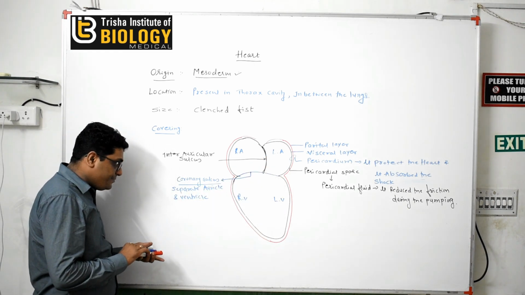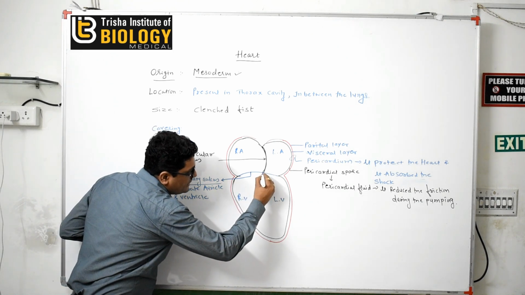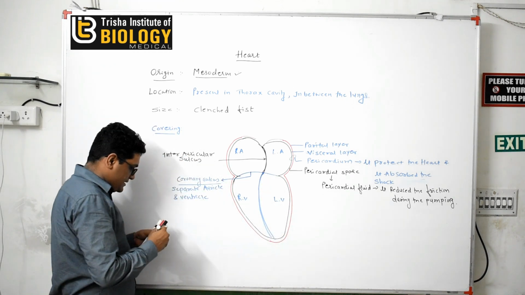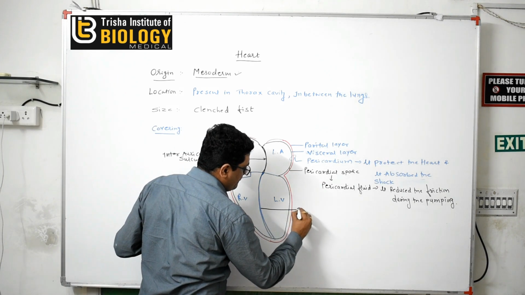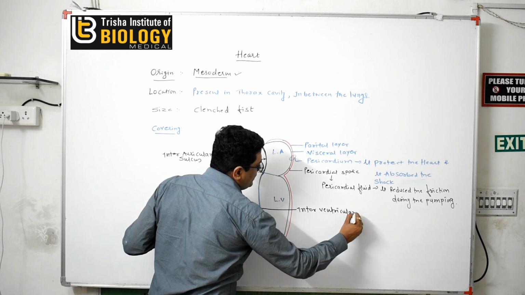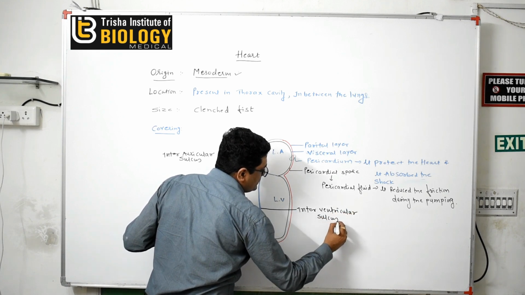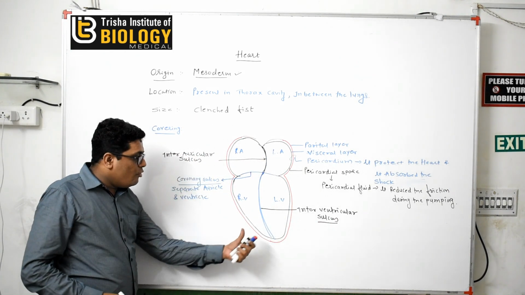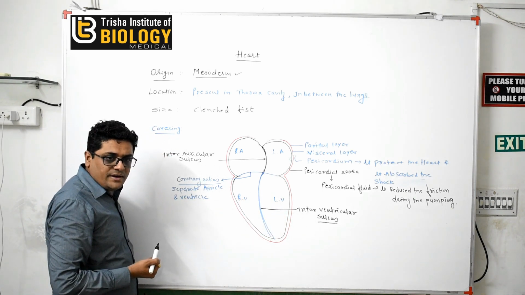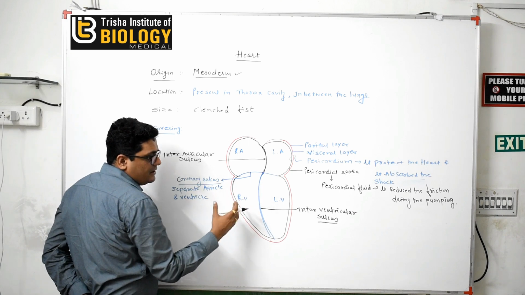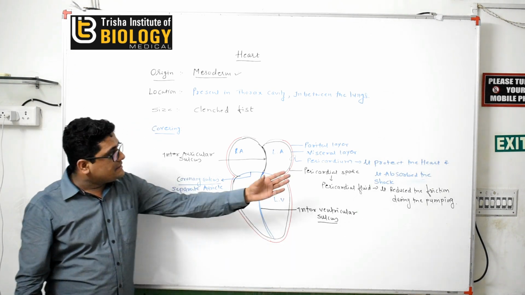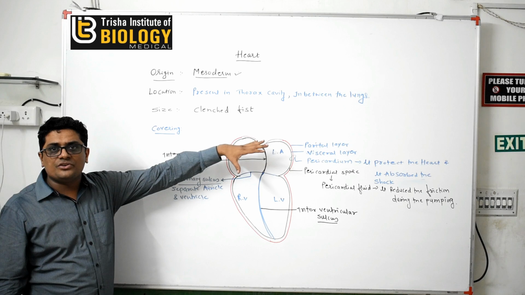Clear? Now similarly, the interventricular sulcus separates both ventricles, and this interventricular sulcus is slightly towards the right ventricle. So externally the size of the right ventricle is smaller than the left ventricle. Okay, so this is all about the external structure of the heart.